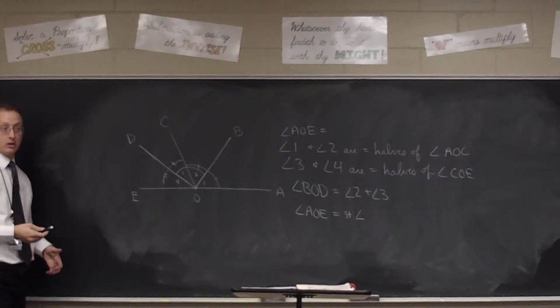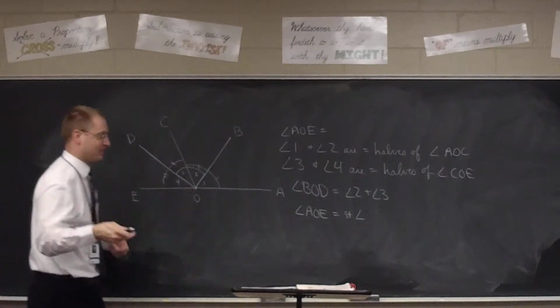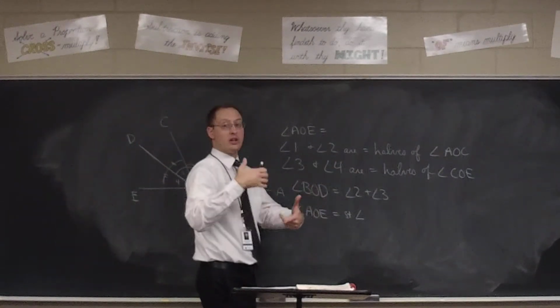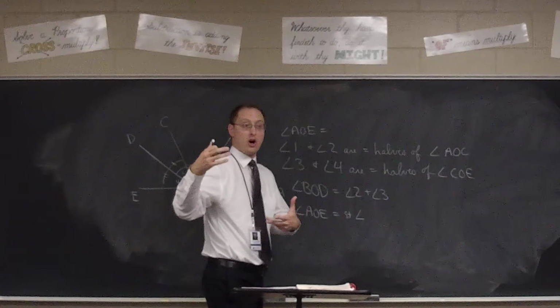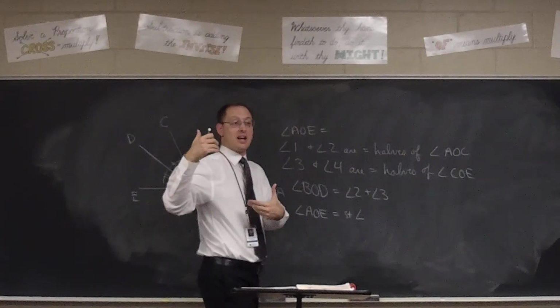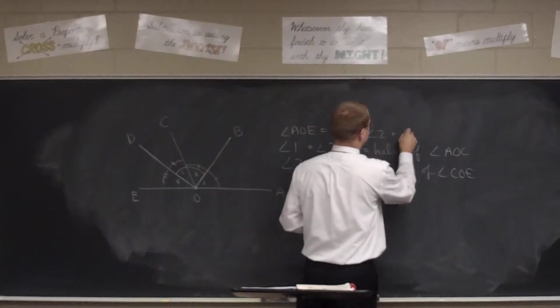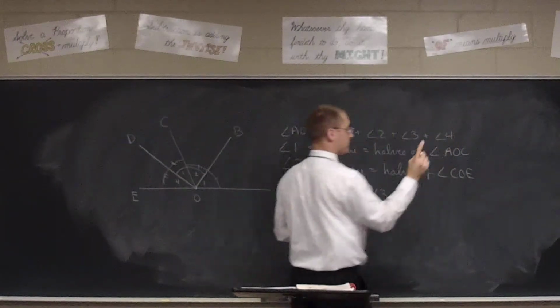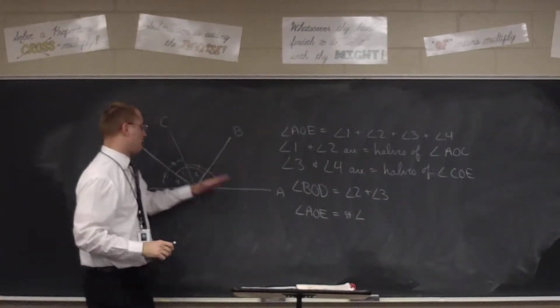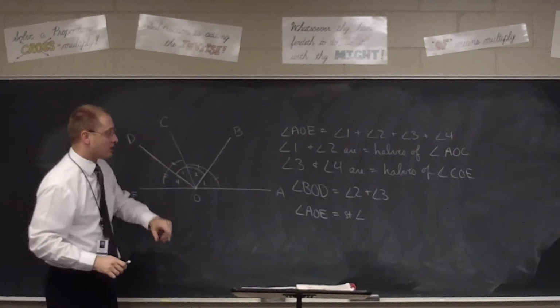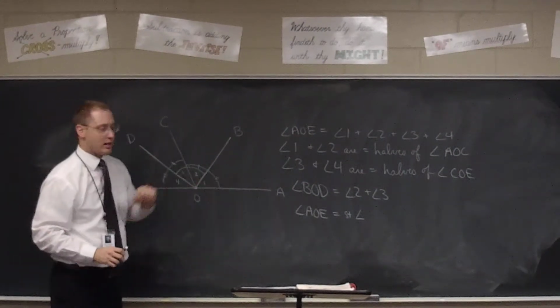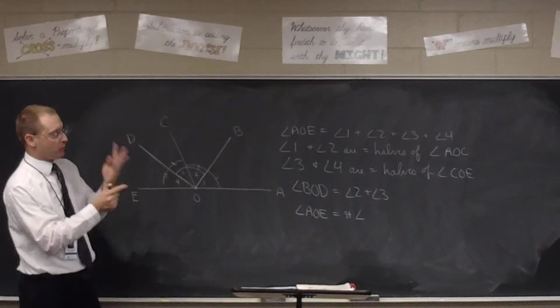All of them. So, 4, 3, 2, 1. All of its parts. The whole is equal to all of its parts added together, right? Okay, so angle 1 plus angle 2 plus angle 3 plus angle 4, correct? Now, since AOE equals 1 plus 2 plus 3 plus 4, and AOE is a straight angle, what does that mean about 1 plus 2 plus 3 plus 4?